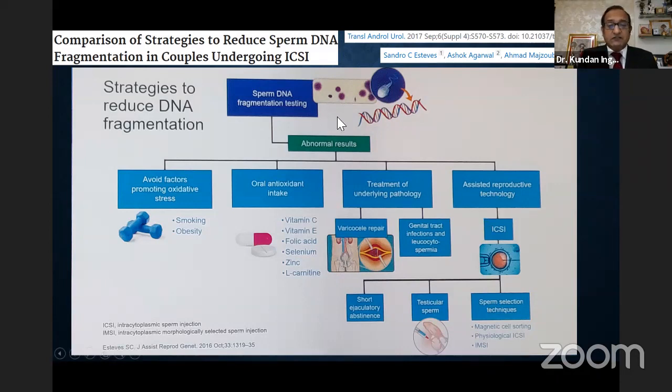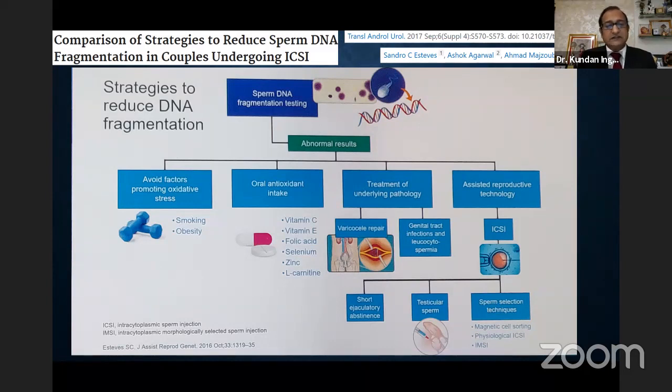Applying the right ART technique for couples having a higher DFI is also one of the strategies, especially when we discuss ICSI. It has been seen that the percentage of good quality embryos is better when ICSI was done instead of conventional IVF. So ICSI itself probably bypasses the impact of higher DFI. One strategy can be doing ICSI even if the sperm count and sperm motility are normal. So instead of conventional IVF, ICSI will be a better strategy.